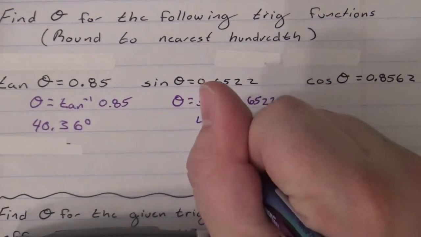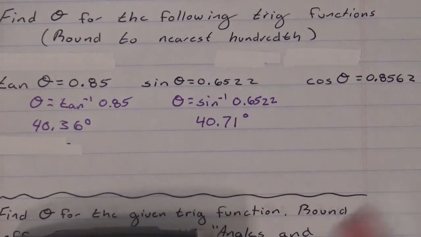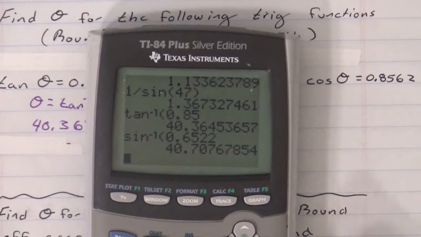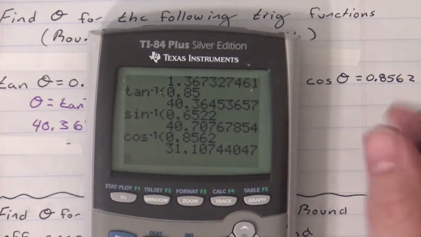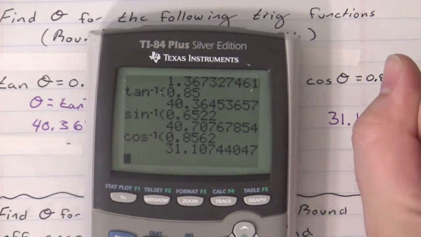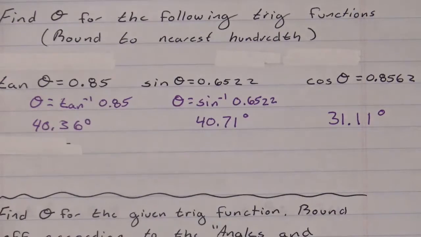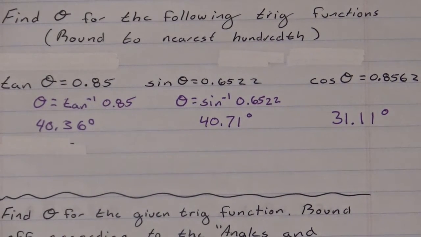So 40.71 degrees. Same thing with cosine. We're going to do the inverse cosine of 0.8562. Hit enter, and we got our answer again, which happens to be 31.11 degrees, rounded to the nearest hundredth. Okay, so that's pretty much simple stuff when you're just finding the inverse of it.